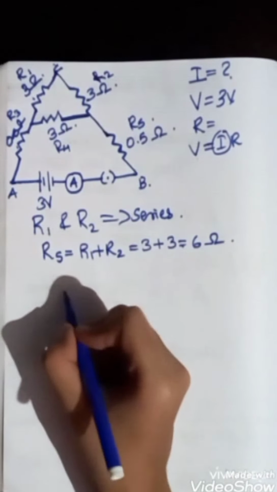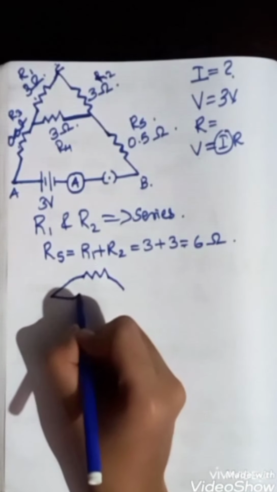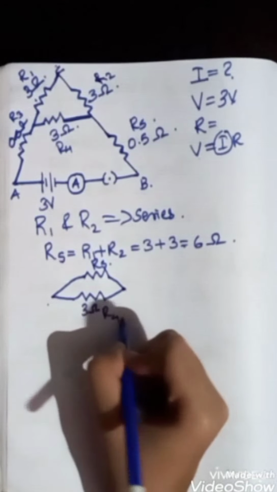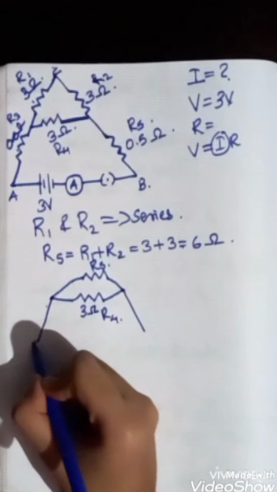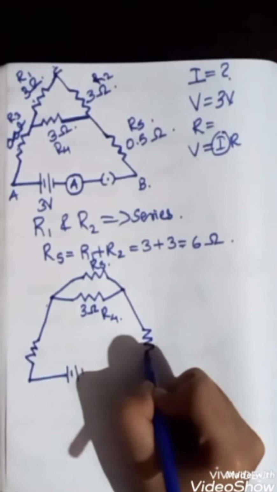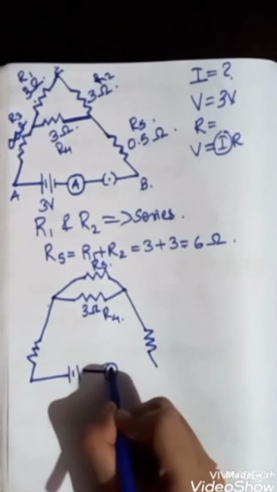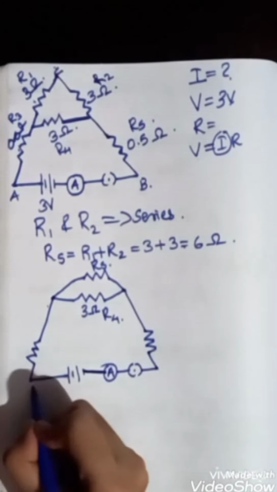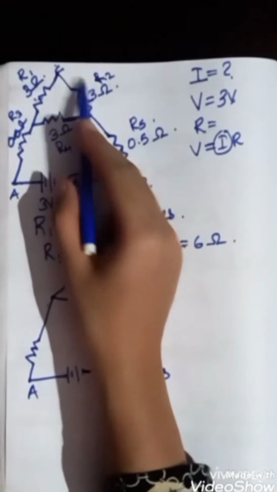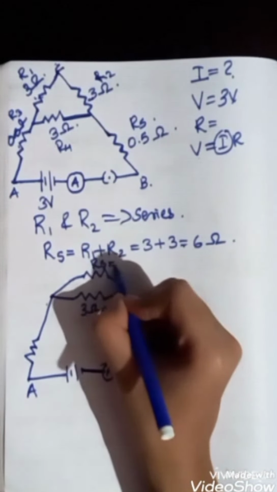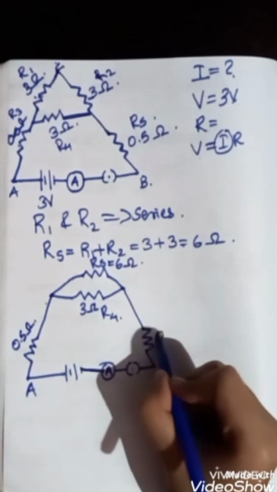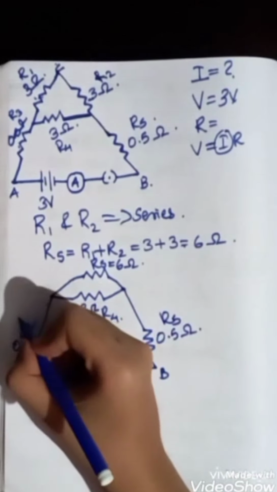Here we can redraw the figure. This is Rs and this is 3 ohm, that is R4. There is an ammeter and there is a key here. This is A, B, C. Rs is the total resistance of R1 and R2, that is Rs is equal to 6 ohm, and this is R3, that is 0.5 ohm, and this is R5, that is 0.5 ohm.